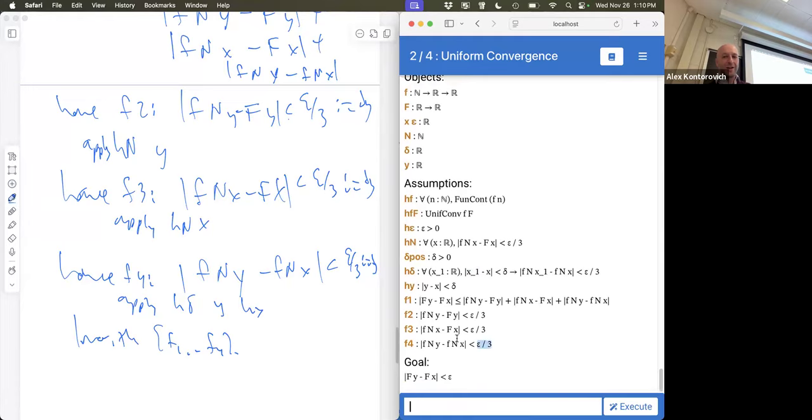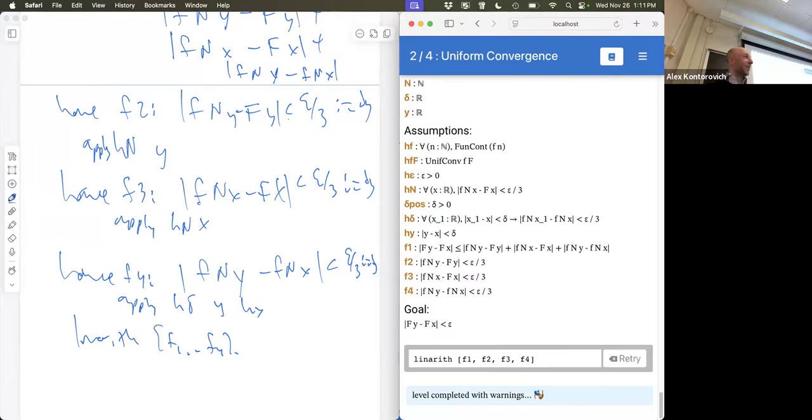Now we have all of our inequalities. We have one vertical drop, and one horizontal drop, and each of them costs less than epsilon over 3. So the trio of them will get us epsilon. Linarith. Come on. F1, F2, F3, and F4. Yes, completed with a sorry.